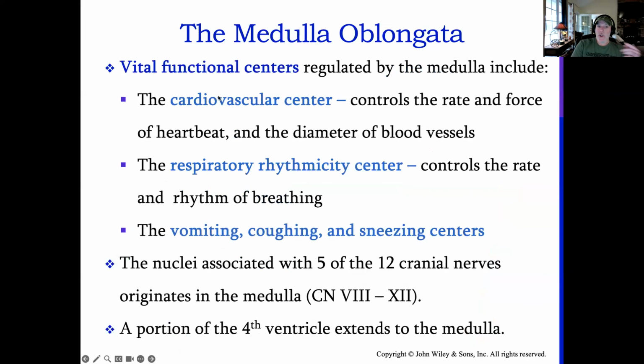We talked about centers for cardiovascular and respiratory control. The medulla oblongata is also going to have centers located there that are going to initiate some of our reflexes like vomiting, coughing, and sneezing, which are all protective reflexes for the digestive and the respiratory system. We're also going to have 5 of our 12 cranial nerves begin in the medulla oblongata. So you can see that this area of the brainstem, even though it extends outside the cranial cavity, is a really, really important part of brain function.